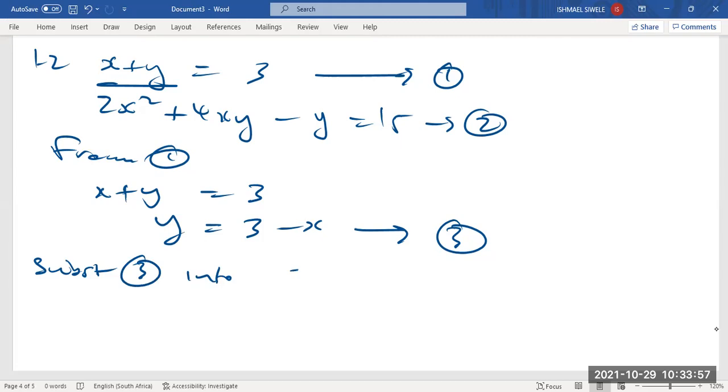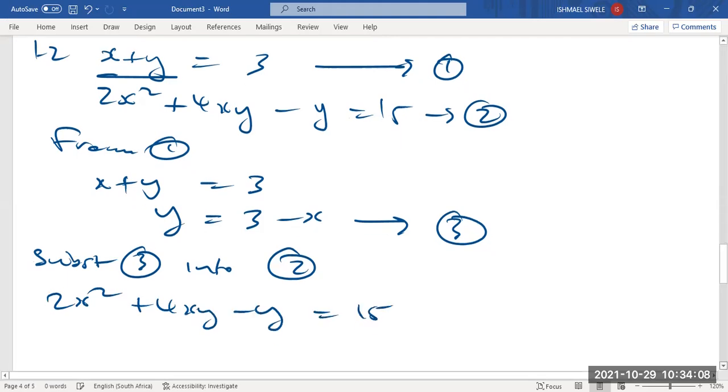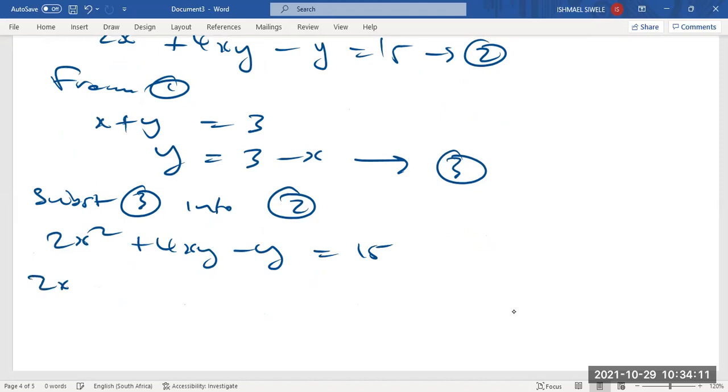Equation 2 says 2x squared plus 4xy minus y is equal to 15, right? This is what we can see. Now, 2x squared plus 4x, where there is y, I'm going to put 3 minus x. So I'm going to have here 3 minus x, right?